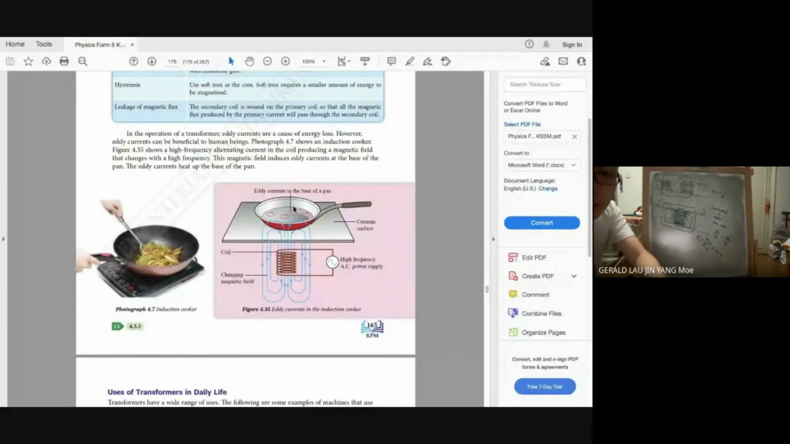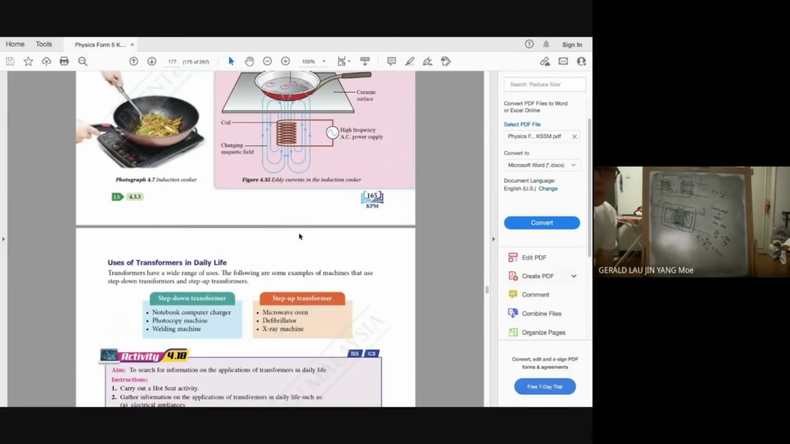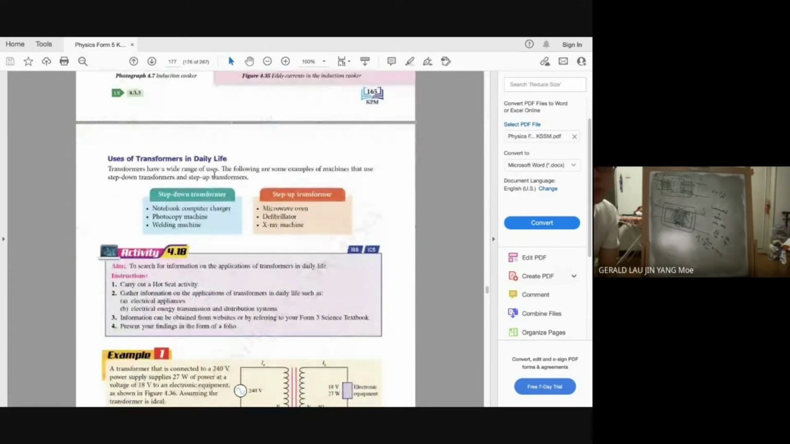Actually eddy current also has its uses. Eddy current can be used to heat up the base of your pan for an induction cooker. Use of transformers in daily life: step down, that means from higher energy source to lower energy output, for example computer charger, photocopy machine, welding machine. Step up, that means you need more energy: microwave oven, defibrillator, and x-ray machine.